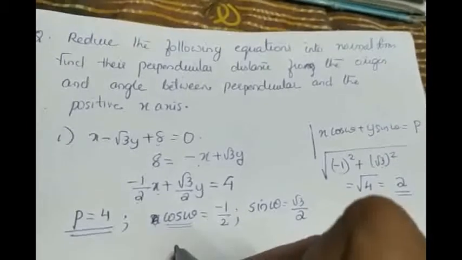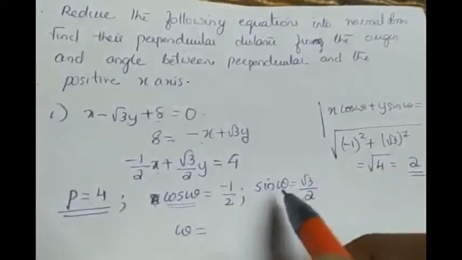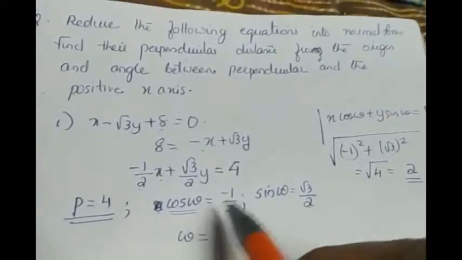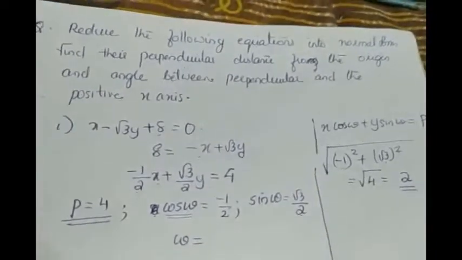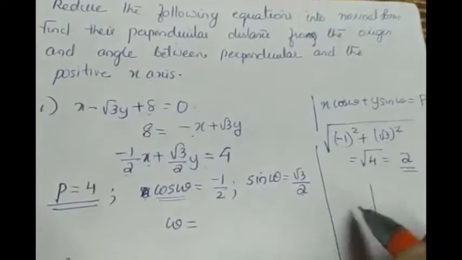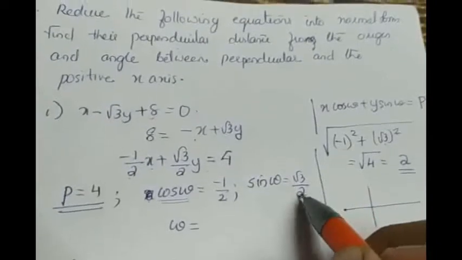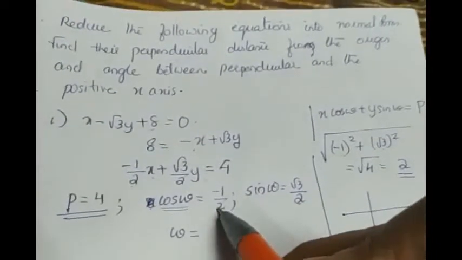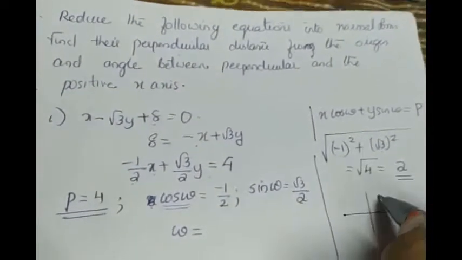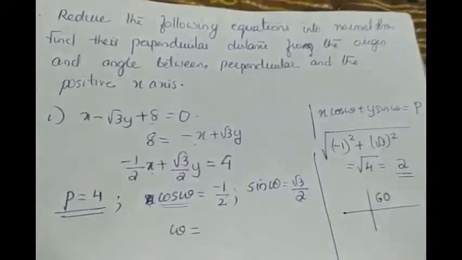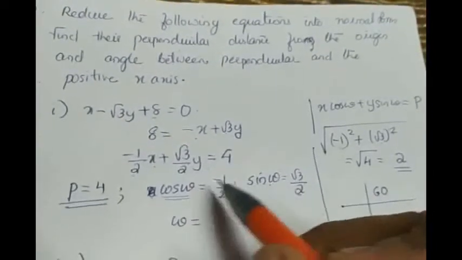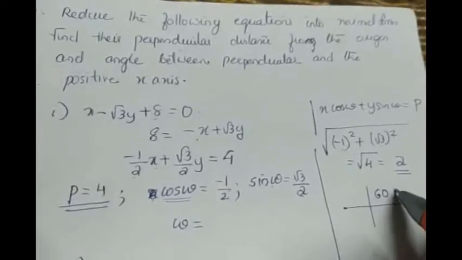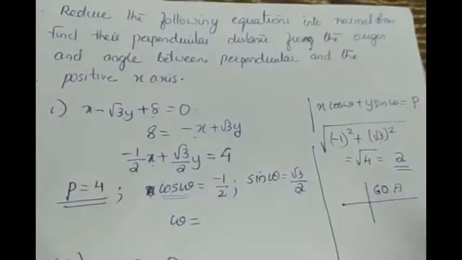Now we have to find the value of omega, so that sin omega is root 3 by 2 and cos omega is minus 1 by 2. We have to apply trigonometry. Which angle gives sin as root 3 by 2 and cos as 1 by 2? It is 60 degrees in the first quadrant, isn't it? But here sin is positive and cos is negative. In the first quadrant, all trigonometric functions are positive.